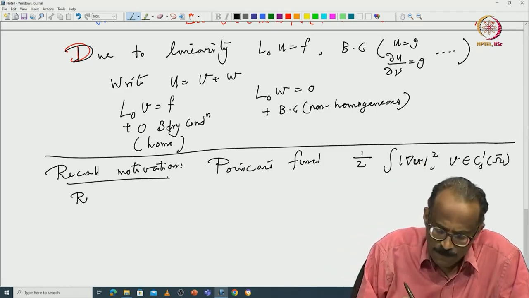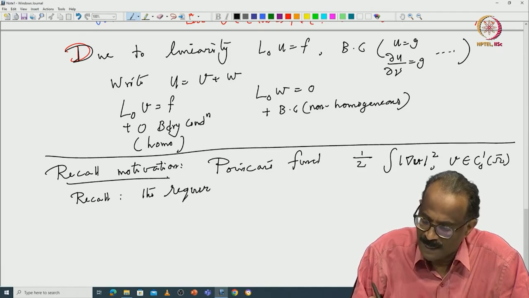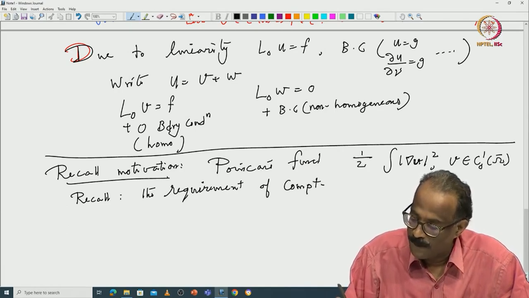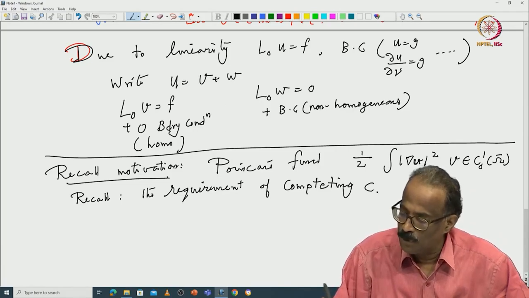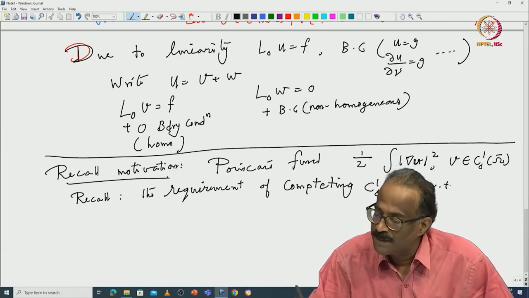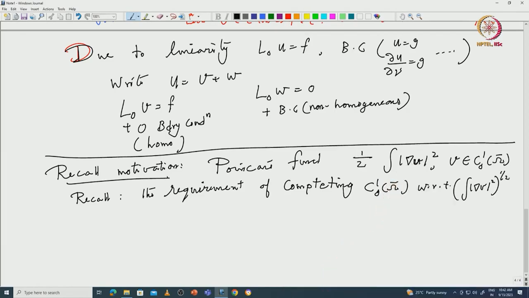And just recall the requirement of completing C1 naught of omega bar with respect to this Dirichlet norm, grad v square whole power half, or with respect to the H1 norm, whatever you have called it, which gives you your space H1 naught of omega. So that is the Sobolev space we will be using to study these equations.